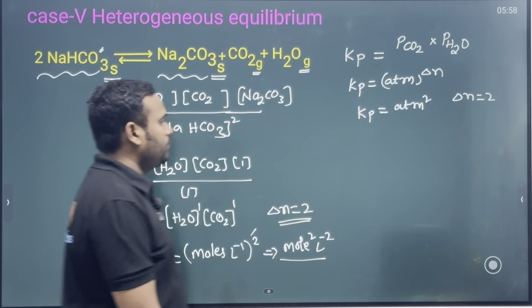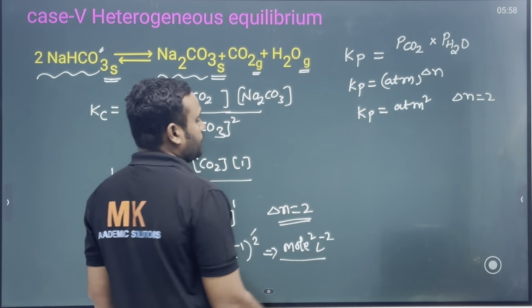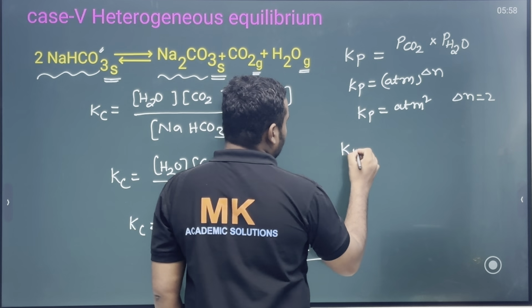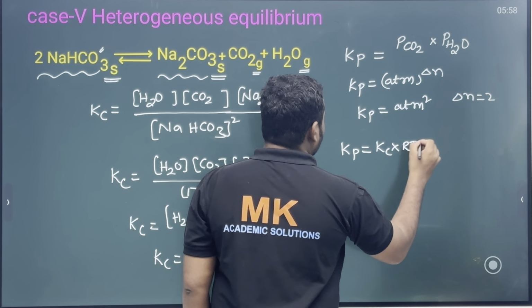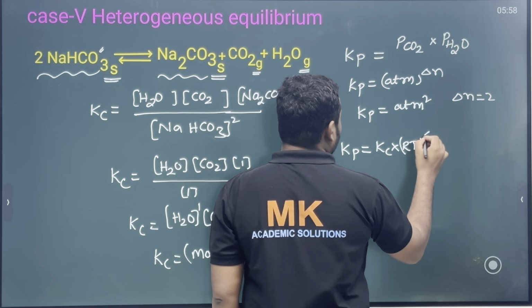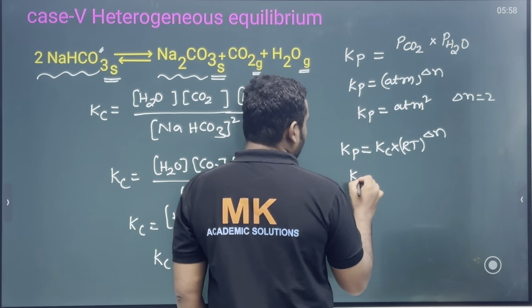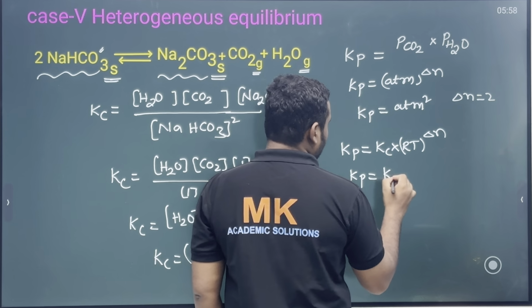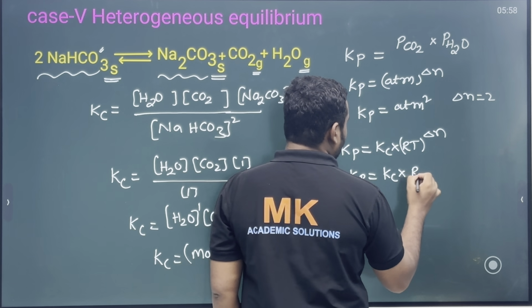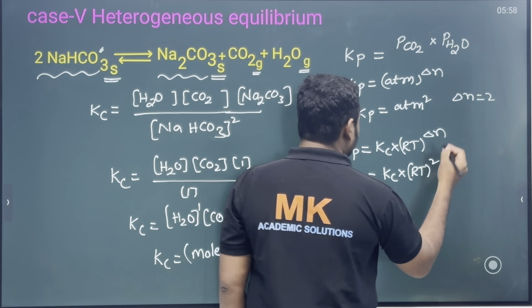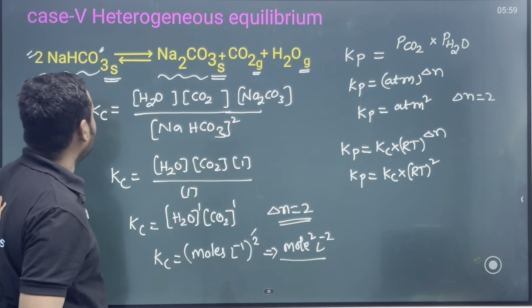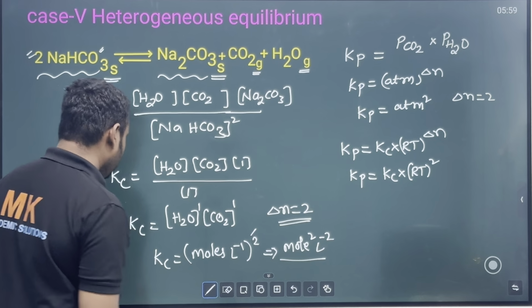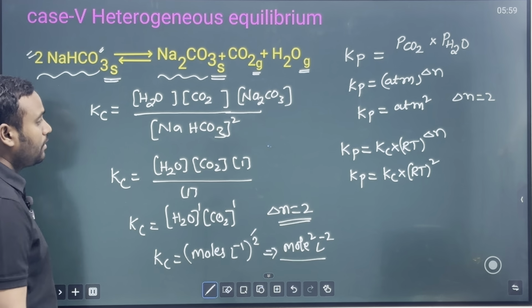So now the relation between Kp and Kc. We know Kp is equal to Kc into RT to the power delta n. Therefore Kp equals Kc into RT whole square. So this is the relation between the Kp and Kc. Next, we see some more reactions.